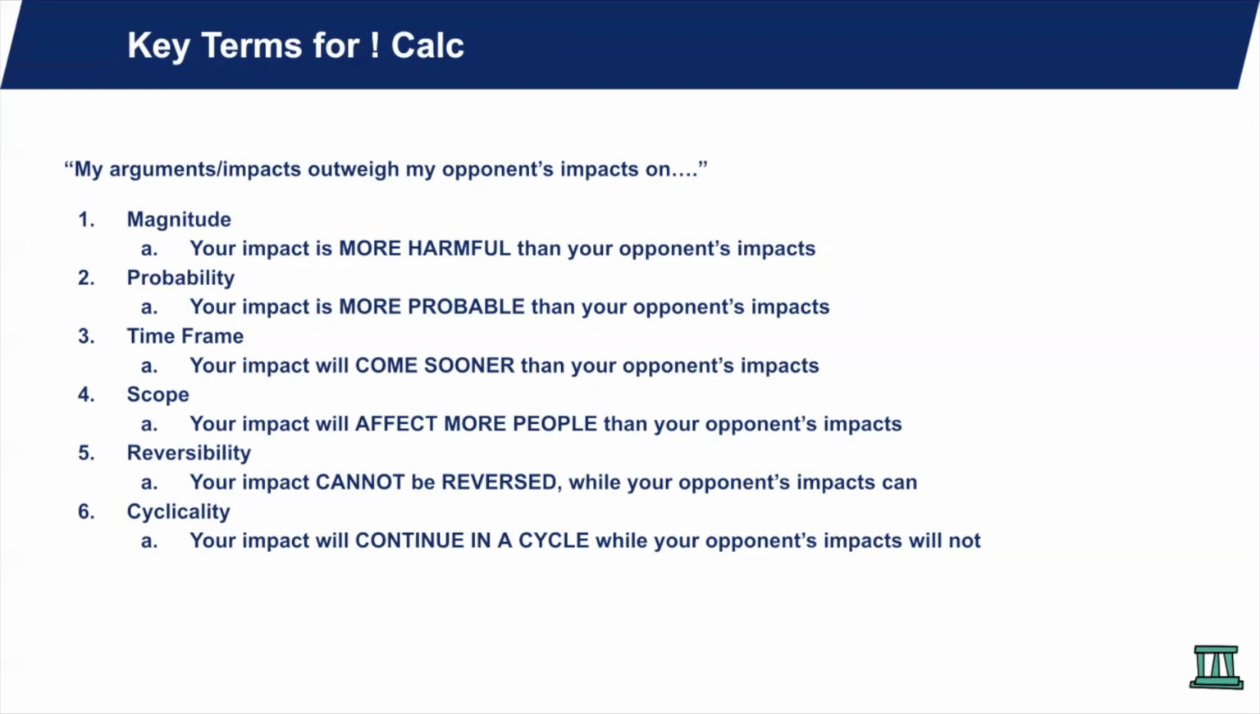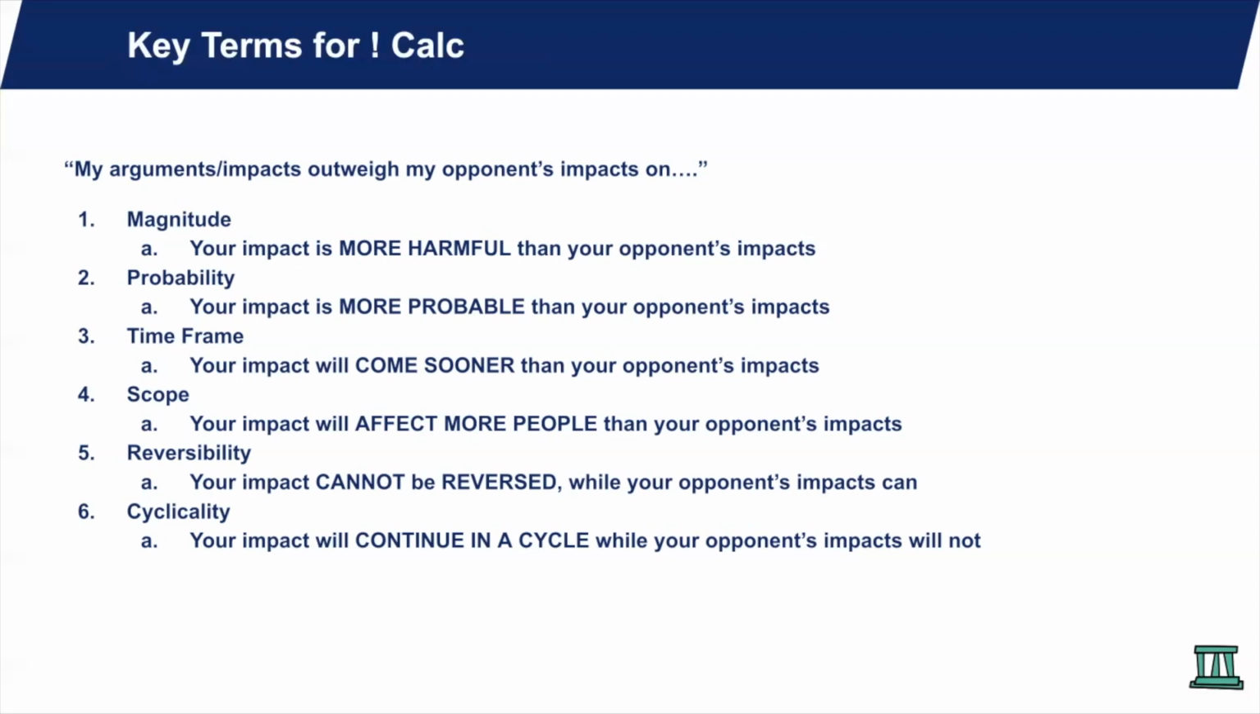The fourth one is scope. Your impact will affect more people or more areas or more animals than your opponent's impacts. So essentially, your impact will affect greater things than your opponent's. The fifth is reversibility. Your impact cannot be reversed, while your opponent's impacts can.